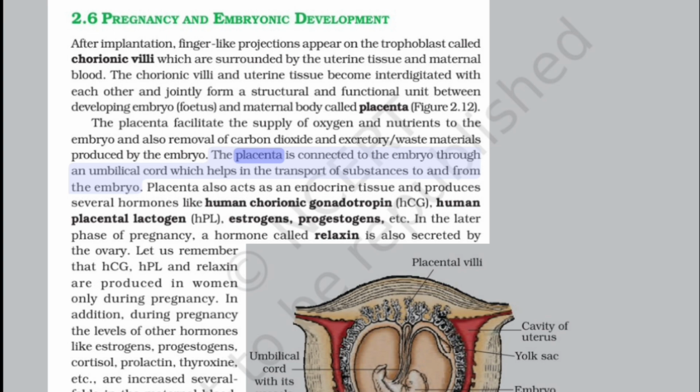The placenta is connected to the embryo through an umbilical cord, which helps in the transport of substances to and from the embryo. Placenta also acts as an endocrine tissue and produces several hormones like human chorionic gonadotropin, HCG, human placental lactogen, HPL, estrogens, progestogens, etc. In the later phase of pregnancy, a hormone called relaxin is also secreted by the ovary. Let us remember that HCG, HPL, and relaxin are produced in women only during pregnancy.